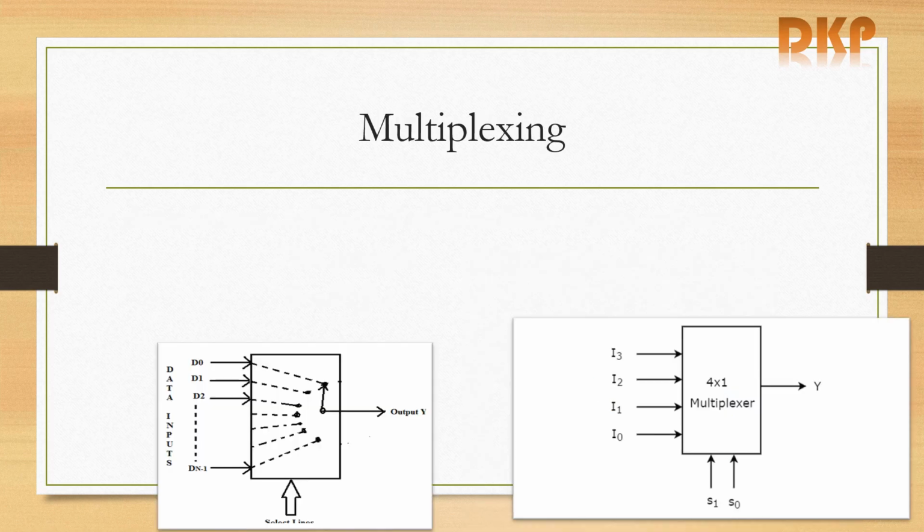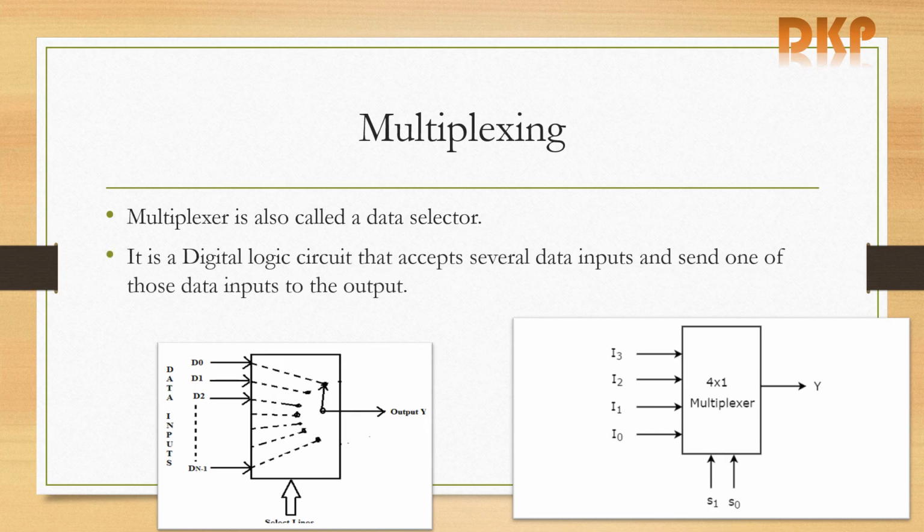Next operation is the multiplexing, and the digital circuit used for this multiplexing is a multiplexer. A multiplexer is also called a data selector. A multiplexer is a logic circuit that accepts several data inputs and sends one of those data inputs to the output. Therefore, it is called a several to one device. This figure shows a 4 to 1 multiplexer.